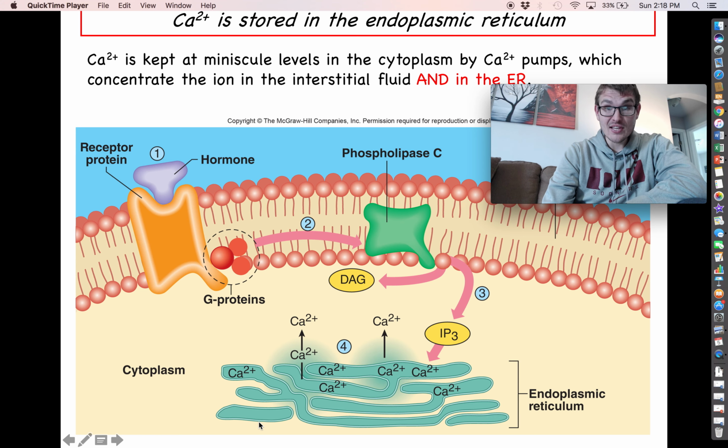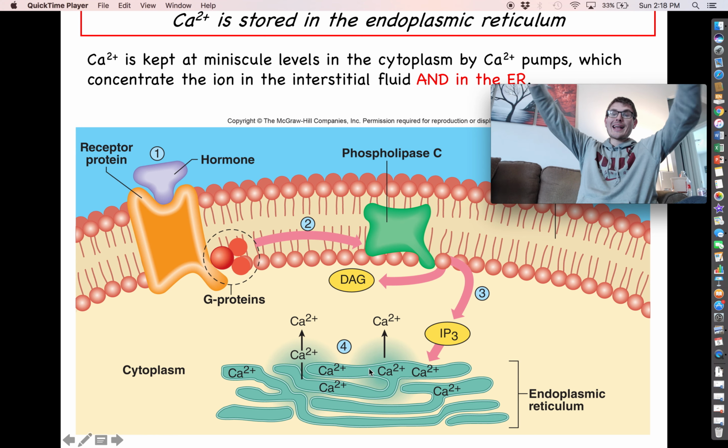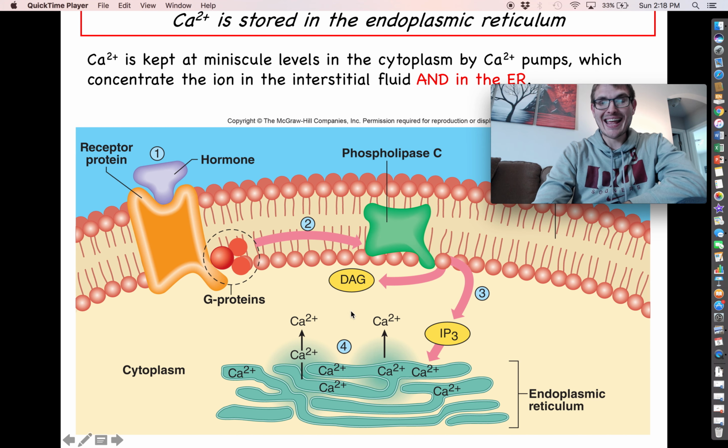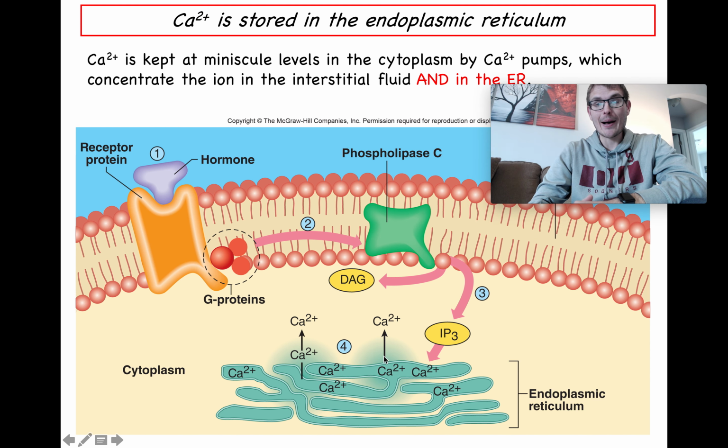If, with a physiological stimulus, such as this G protein coupled receptor that you see right here, we can somehow use a second messenger system to trigger the opening of a calcium channel in the endoplasmic reticulum membrane, we can have calcium flooding out into the cytoplasm so that it can bind to troponin and stimulate muscle contraction.